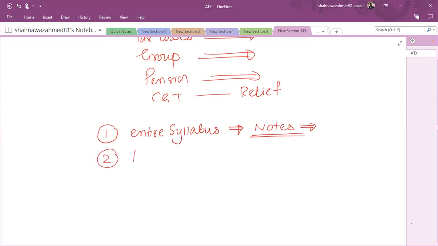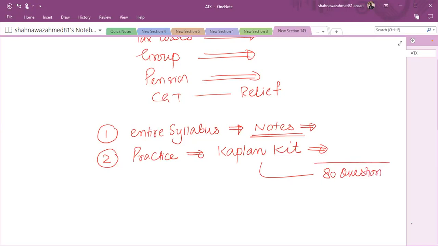Then practice. And you don't need to use the past paper. Practice using the Kaplan revision kit. One revision kit is enough. There are approximately 80 questions, and it's very difficult to attempt these 80 questions. So the more you practice the similar type of question, the more you learn how the examiner is asking about any particular topic, and then you can score good in your real exam.